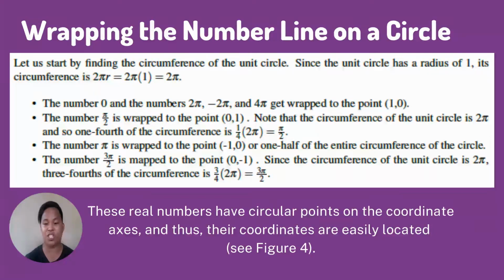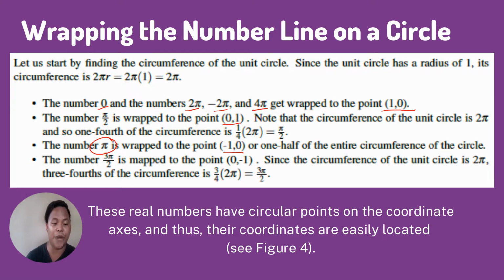We know that the unit circle has a radius of 1, therefore, its circumference is equal to 2 pi. If we're going to wrap the numbers 0, 2 pi, negative 2 pi, and 4 pi, it is wrapped in a positive x-axis at the point (1, 0). If we're going to wrap the number pi over 2, which is 1/4 of the circumference of this unit circle, it is wrapped to the point (0, 1), which is at the positive y-axis.